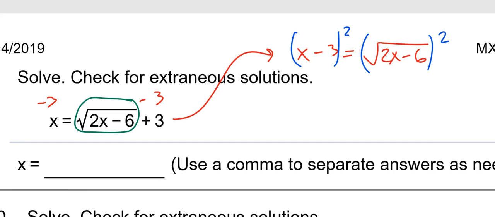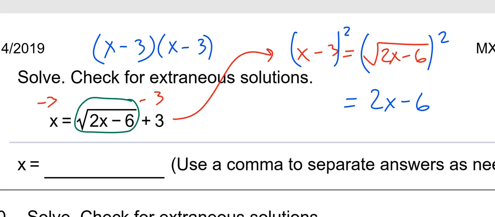Now, be careful on the left side. Because you're dealing with x minus 3 times x minus 3. Draw your arrows. Use a box. Line them up over the top of each other. Whichever way you like to do your FOIL.